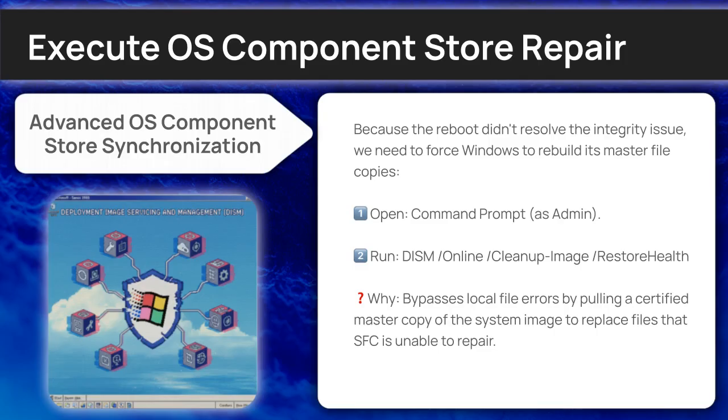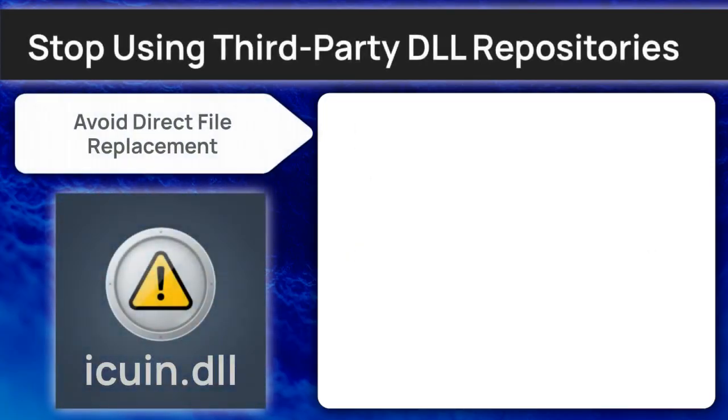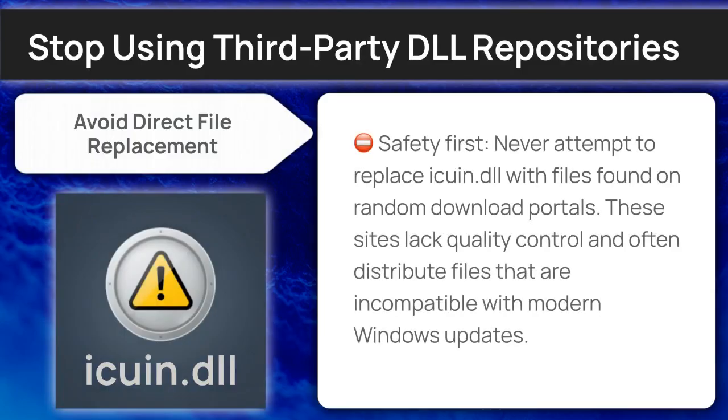is unable to repair. Before you wrap up the repair, let's ensure you're following the safest path for your system. Do not let a minor runtime error escalate into a total system rebuild by attempting to force install ICU Internationalization Library DLL into directories where it does not natively belong.